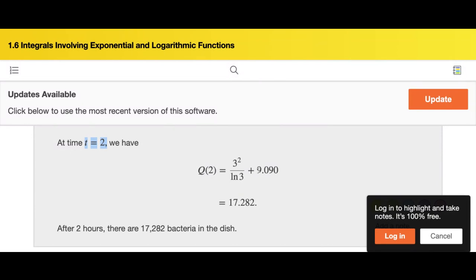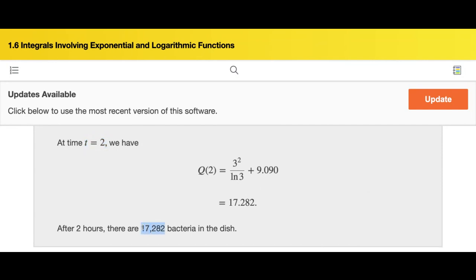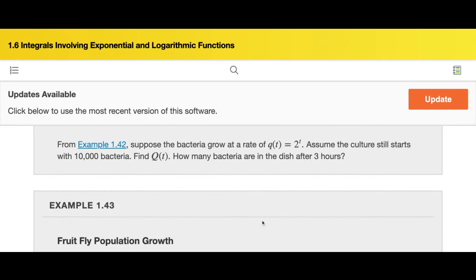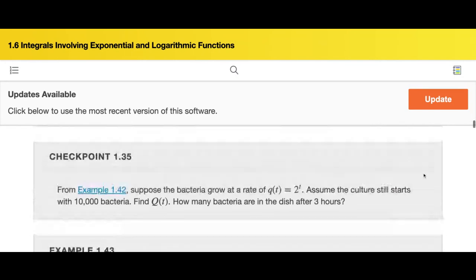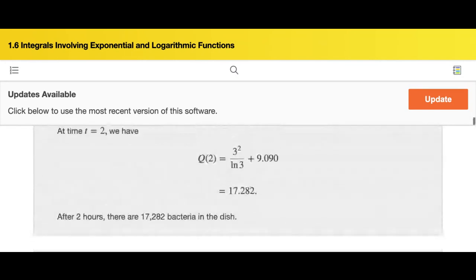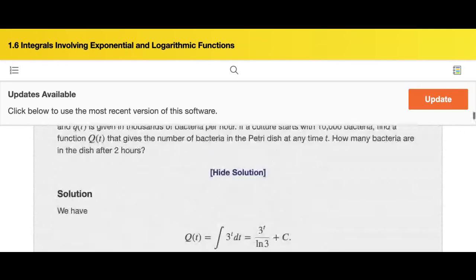So Q of 2, just plug into the function, and we get about 17 point something, which means 17,000, because the function value is measured in thousands. So 17 point something means 17,282. All right, any questions for this?